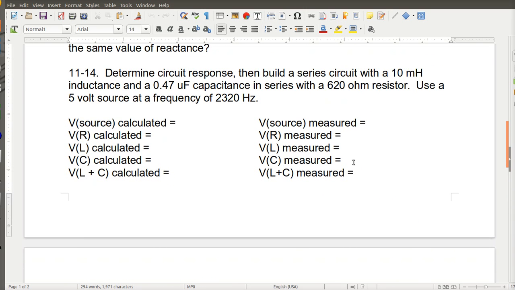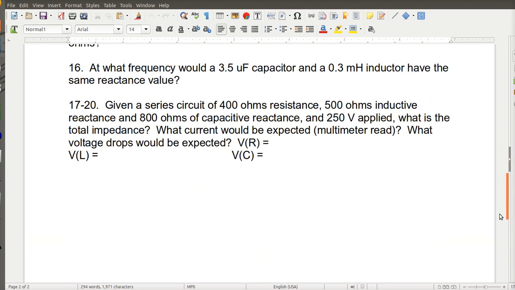So you can sort of see that, and that's what happens in AC circuits. But Kirchhoff's voltage law is always maintained. And I wanted to go over this problem to let y'all know that.